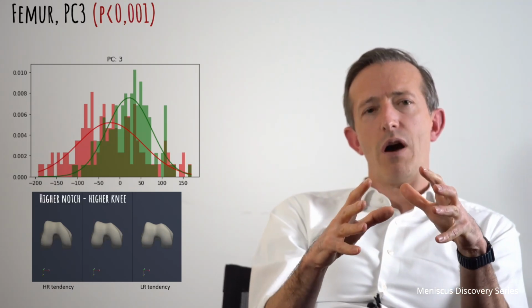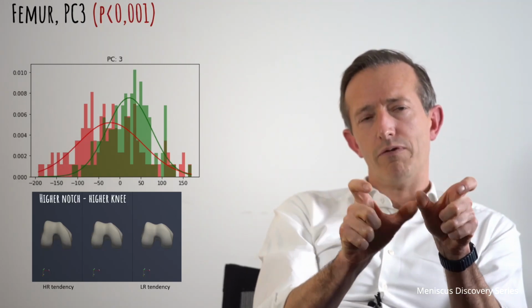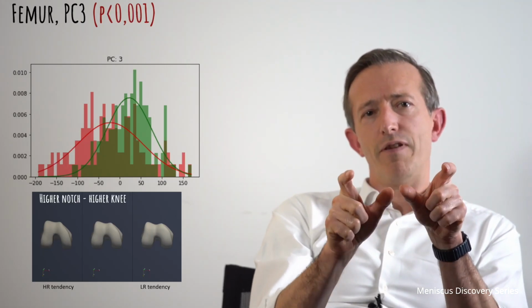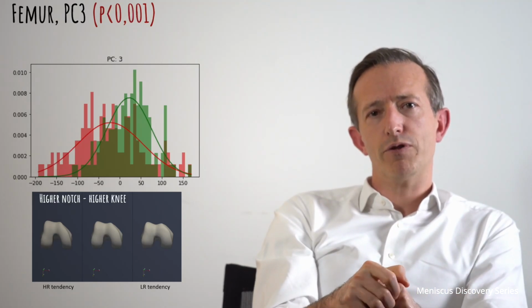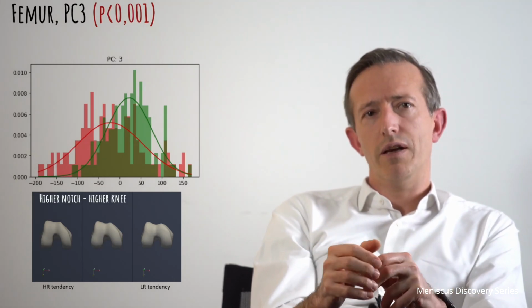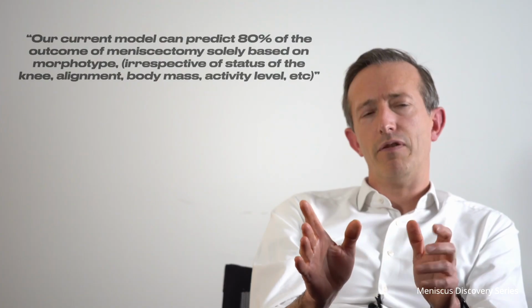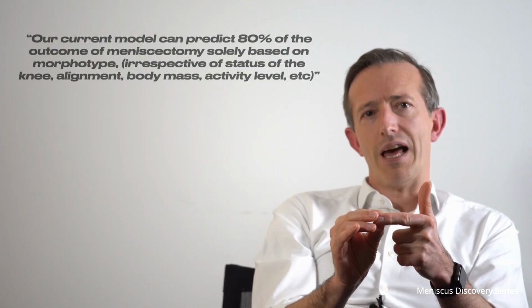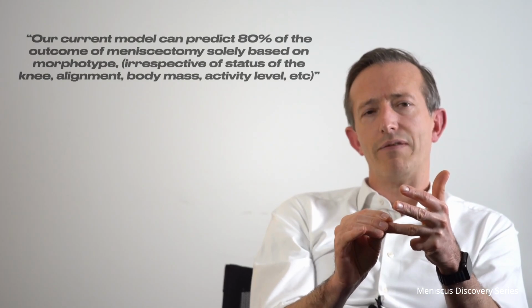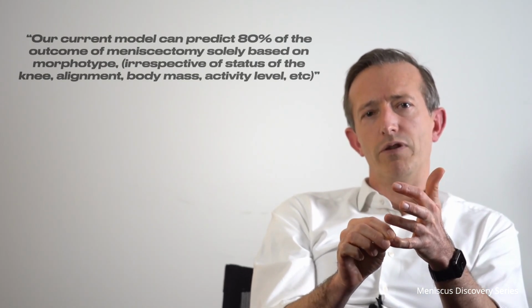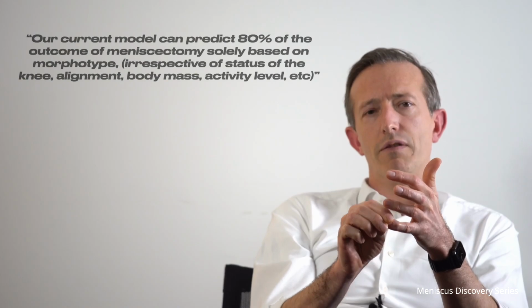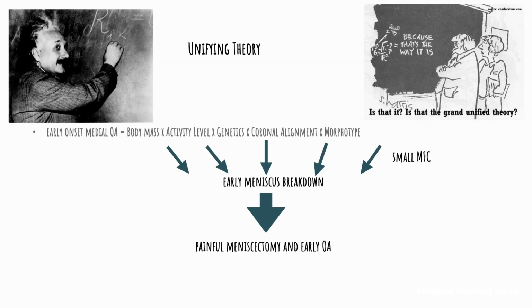So basically, we have now identified morphological parameters to identify patients at a higher risk for medial post-meniscectomy syndrome. And this is unique. Our model can currently predict 80% of the outcome of a medial meniscectomy solely based on morphotype. So irrespective of the status of your cartilage, the alignment, the body mass, your activity level, just the mere morphotype of your knee predicts 80% of the outcome of medial meniscectomy. So the conclusion of this whole concept of the importance of the medial meniscus is this.